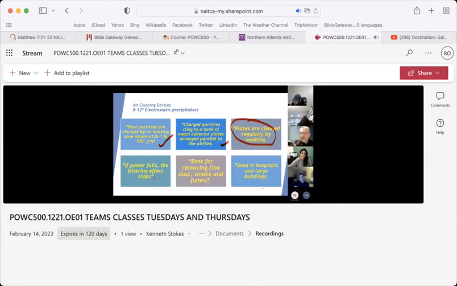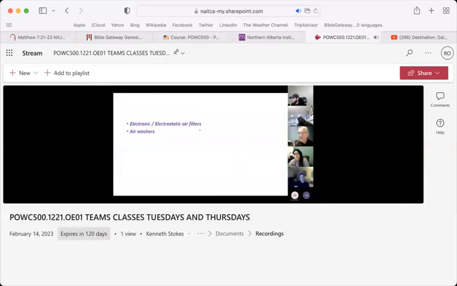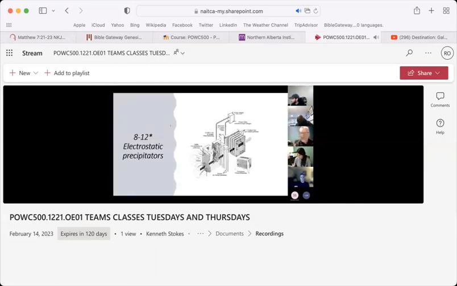If the power fails, there's no filtering. Air just goes right through with no effect on the dust. These are considered the best for dust and smoke and fumes, and often used in hospitals and large buildings. We're also going to look at air washers, and this is kind of a random slide I started to work on tonight. We'll keep going on electrostatic precipitators. So these are plates, and airflow goes between the plates.